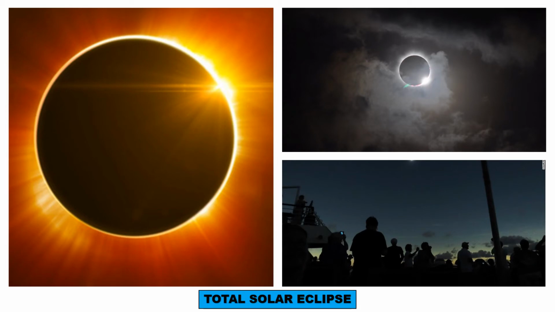A total solar eclipse is visible from a small area on Earth. The people who see the total eclipse are in the center of the moon's shadow when it hits Earth. The sky becomes very dark as if it were night. For a total eclipse to occur, the sun, moon, and Earth must be in a direct line.